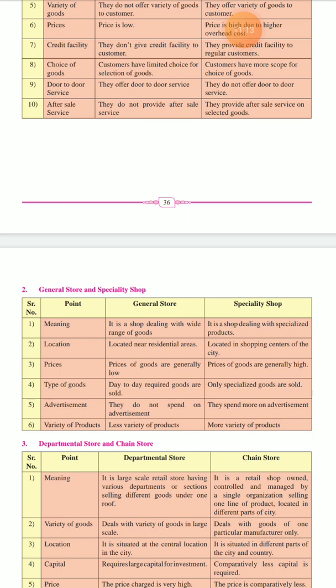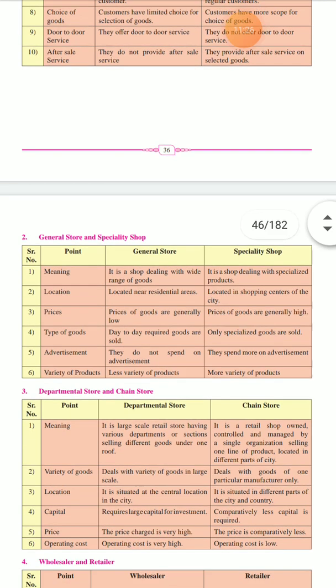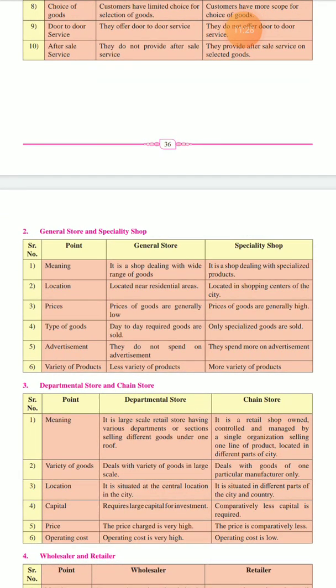Okay, now meaning. In general store, it is a shop dealing with a wide range of goods, whereas a specialty shop, it is a shop dealing with specialized products. Okay, location, where they are located. Now these general stores are located near residential areas. Specialty shops are located in shopping centers of the city.